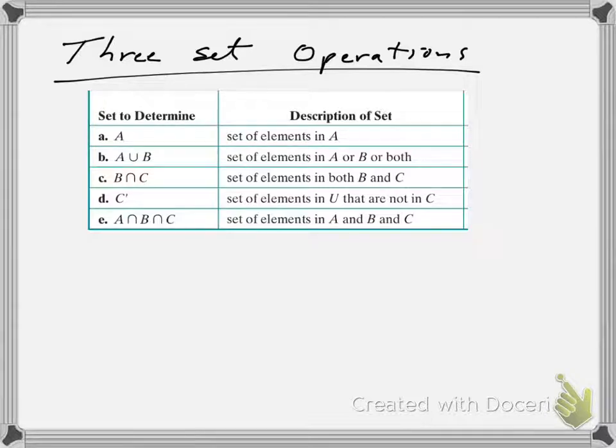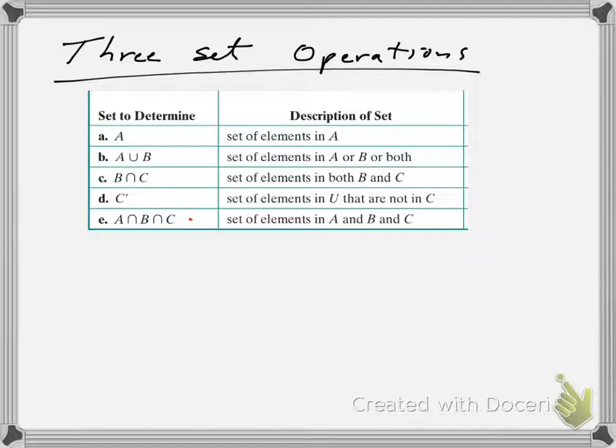And then we've got B intersected with C, the set of elements in both B and C. So that's the part they have in common. If we do the Venn diagram, that's the part where the circles intersect. C complement, that's everything outside of C that's in my universe. Again, we always define a universal set in any of the problems. And then A intersect B intersect C. That's all the things in A, B, and C.